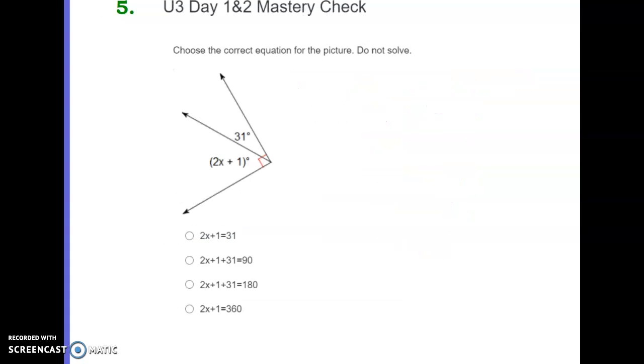Number 5, choose the correct equation for the picture. Okay, well, these two angles add up to 90 degrees in the picture.